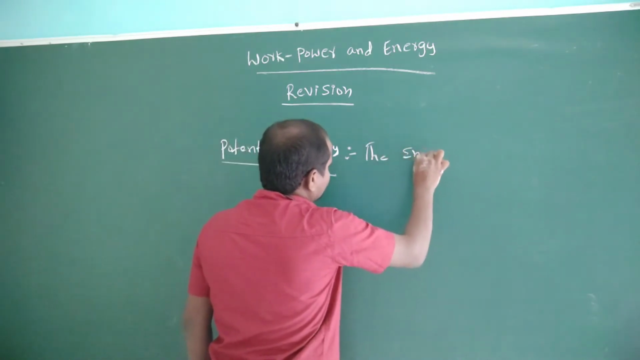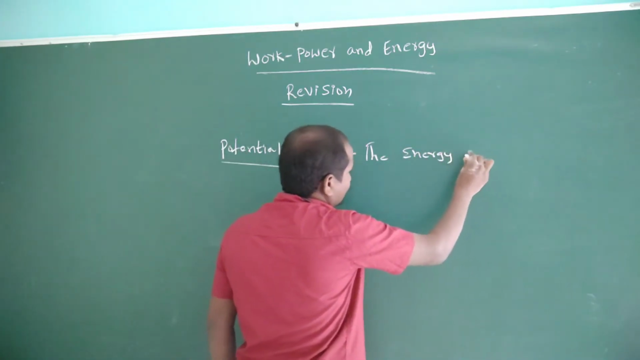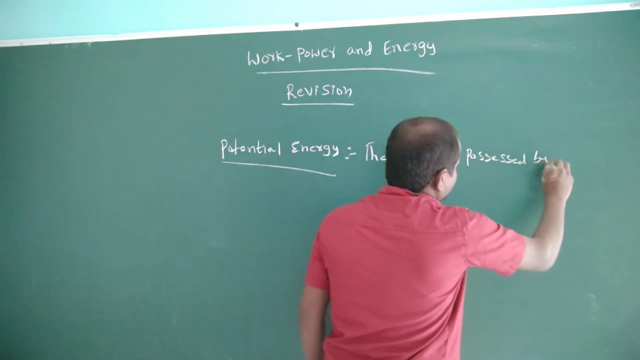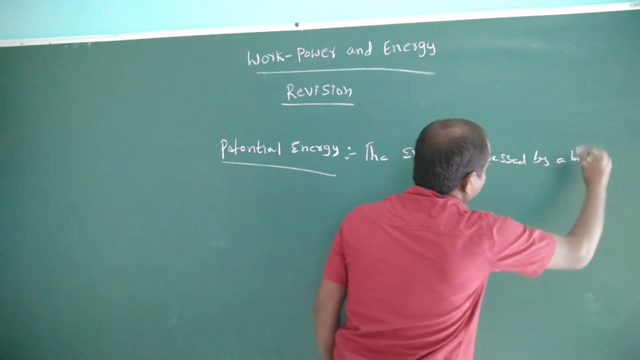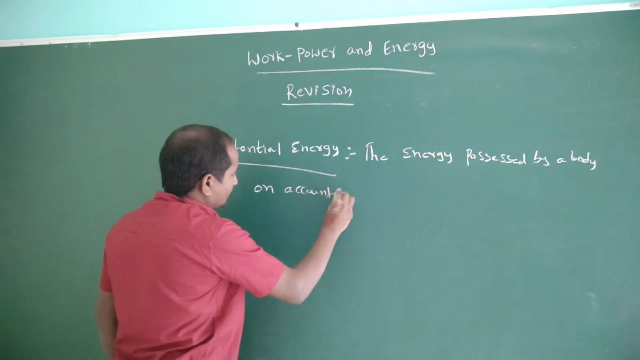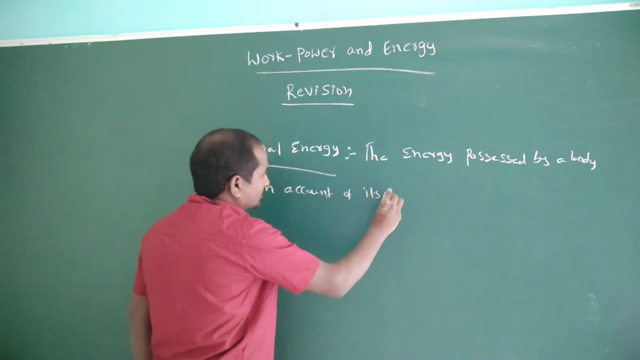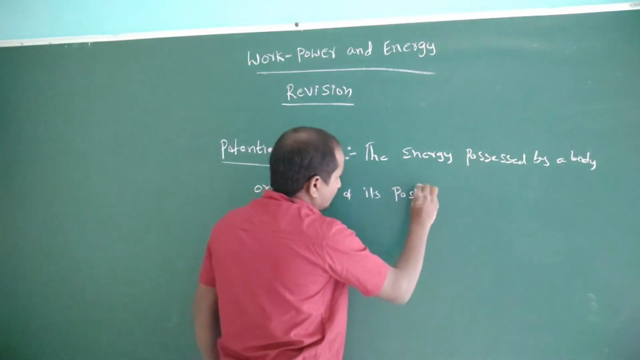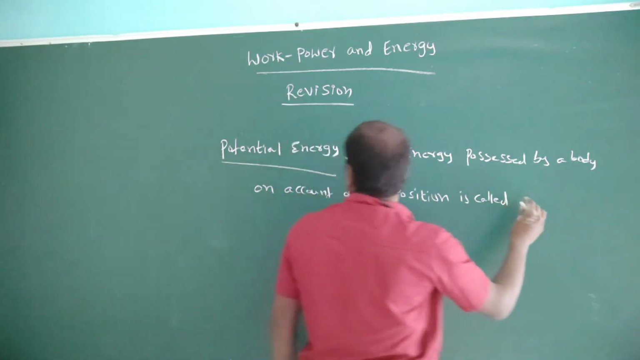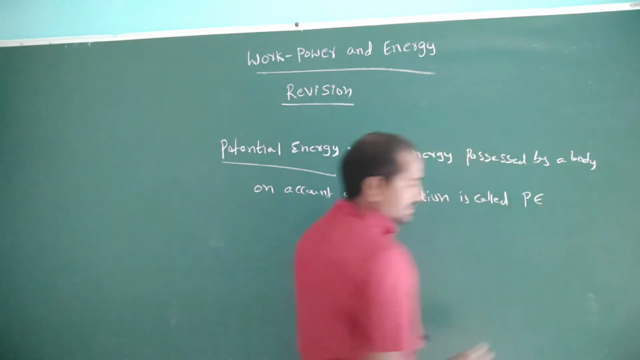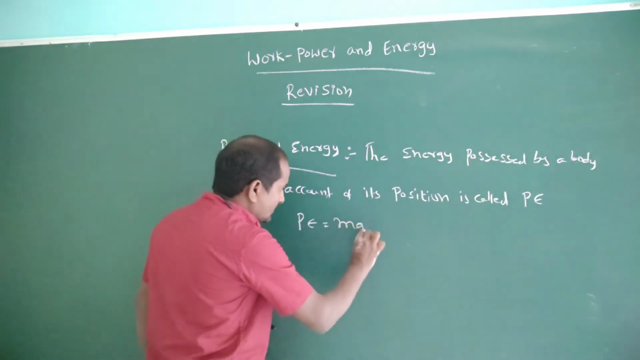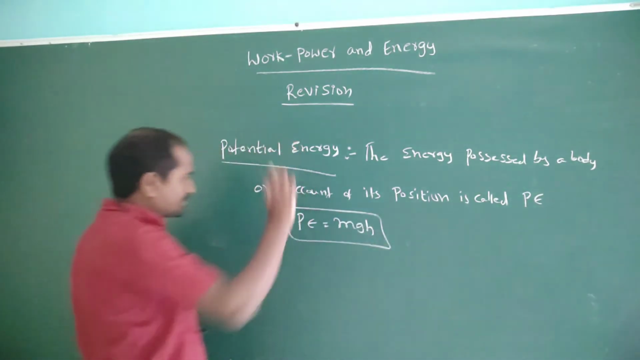The energy possessed by a body on account of its position or configuration is called potential energy P. So here P equals mgh, potential energy equals mgh.